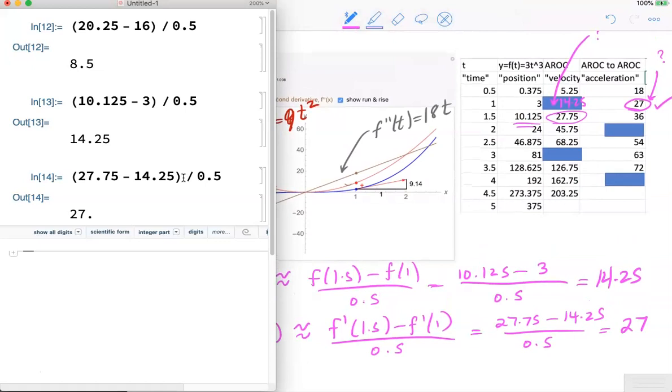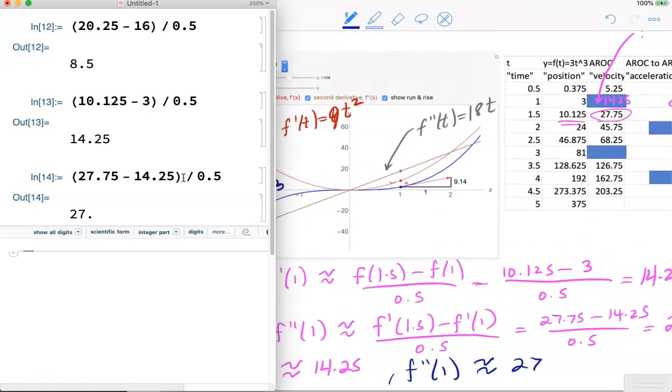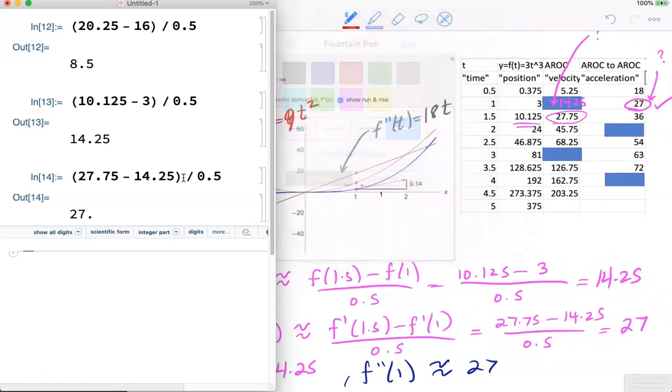Now remember, f prime at 1, using this average rate of change, is approximately 14.25, and the second derivative at 1 is approximately 27. Now we can see that the exact answer for f prime at 1, since we have a formula, should be equal to 9, right? And not 14.25. The second derivative at 1 is exactly equal to 18, right?